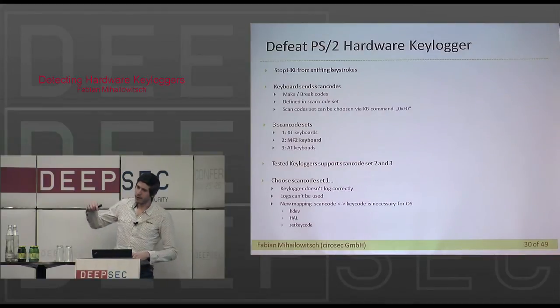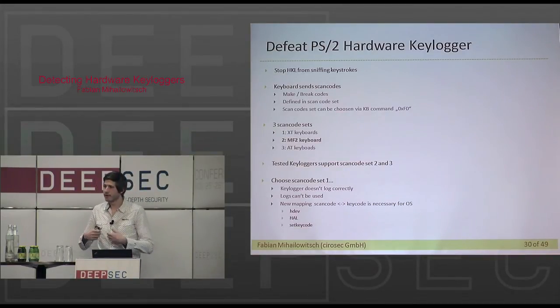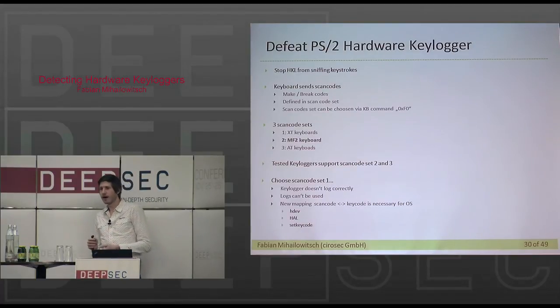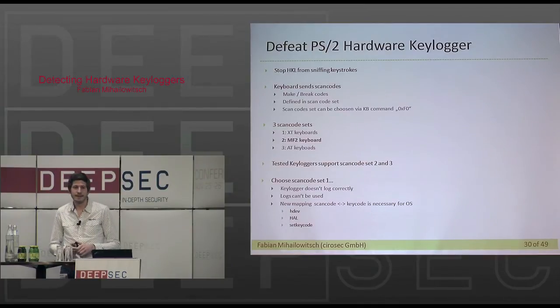Like I said, once you press a key on your keyboard, the keyboard generates a scan code which is sent to the PC. And you have make codes and break codes, and all those scan codes are defined in a so-called scan code set. The cool thing about that, again, is that the scan code set can be set by the KBC. You have the command F0 to set the scan code set, and you have 3 scan code sets available, basically 1, 2, 3. We normally use scan code set 2.